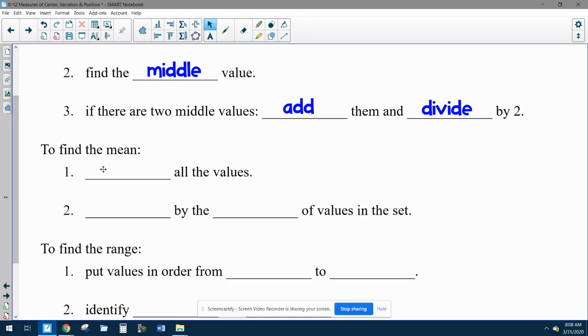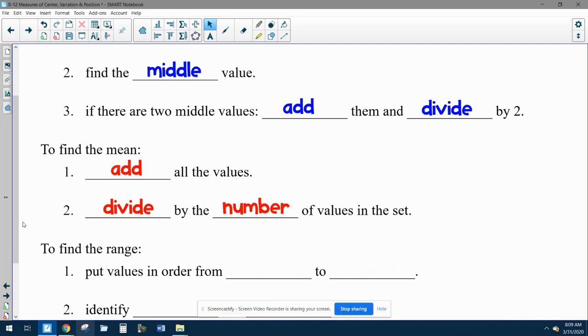Okay, to find the mean, we're going to add up all the numbers, right? Add up all the values in your data set. And then, if you recall, we said we divide by the number of numbers. So we'll divide by the number of values in the set. So if there are 15 numbers in your data set, you would add up all 15 and then divide by 15. That's to find the mean.